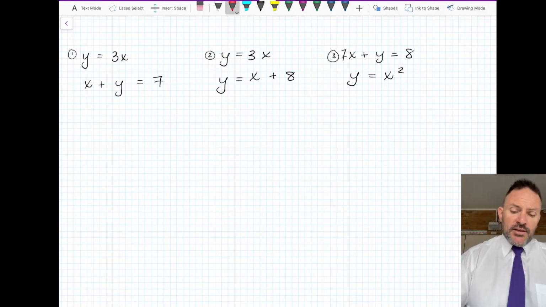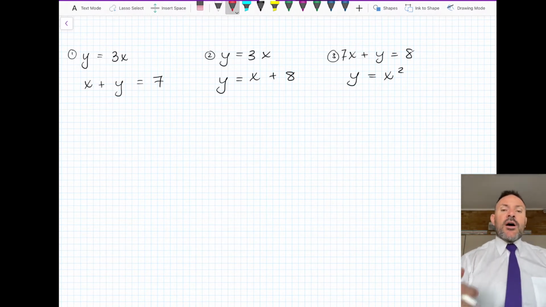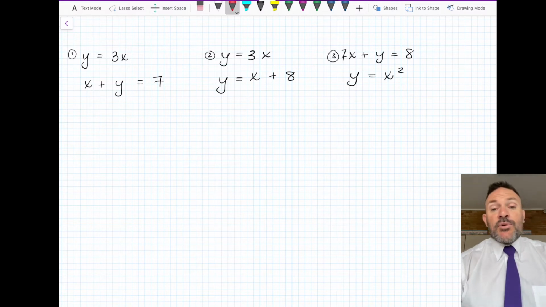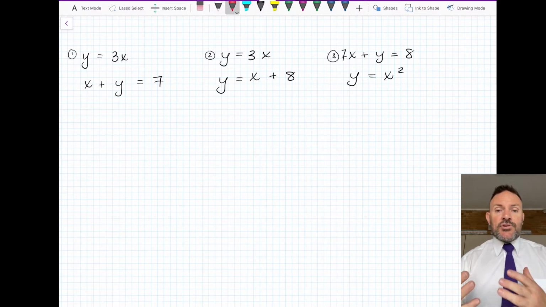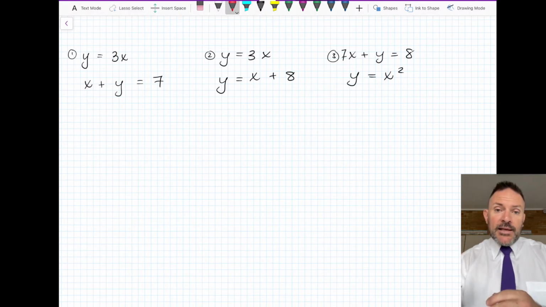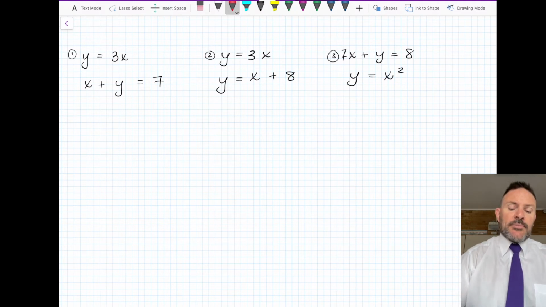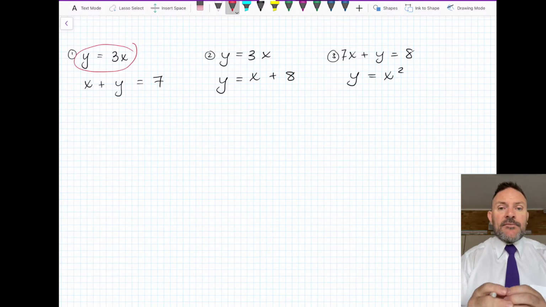Okay, so look at question 1. There are a number of ways that we can solve this. As I said, we could do it graphically, like we just showed. We could do it by what we call elimination, or what we're using today, which is called substitution. Now, you remember that substitution basically means we're going to replace a letter with a number, or replace one letter with something else. So in this instance, we know that y has a value of 3x.